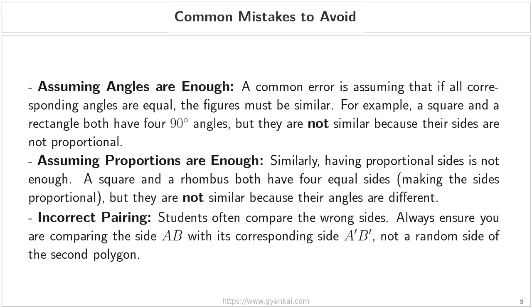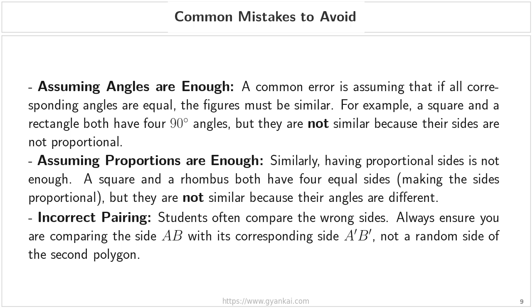Finally, always be careful with your pairing. When you are calculating ratios, do not just pick any side from the second polygon. You must be systematic. Always ensure you are comparing side AB with its specific corresponding side, A'B', and so on. If you pair them incorrectly, your entire calculation will be invalid.